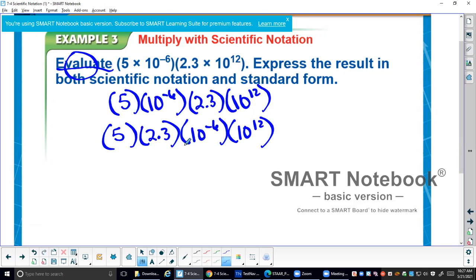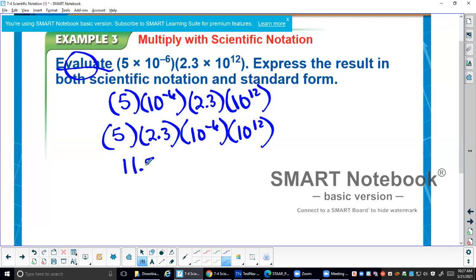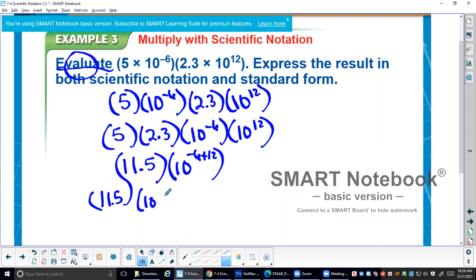5 times 2.3. Let me put it in my trusty handy dandy calculator here. 5 times 2.3, and I have 11.5. Okay. And does anybody remember, what do we do with our exponents here when we're multiplying? Add them. -6 plus 12. Good, Sonia. So we can actually end up with 11.5 times 10 to the power of +6.